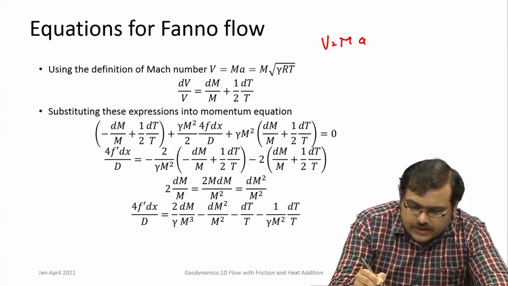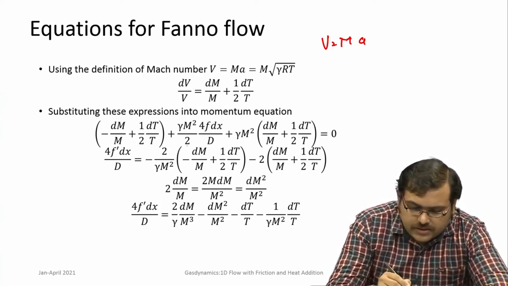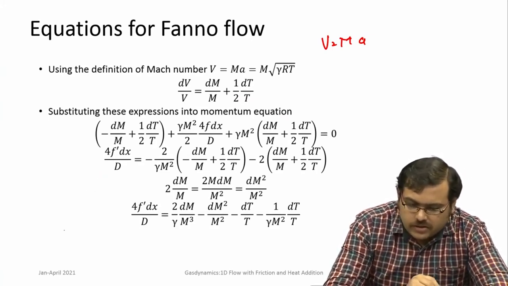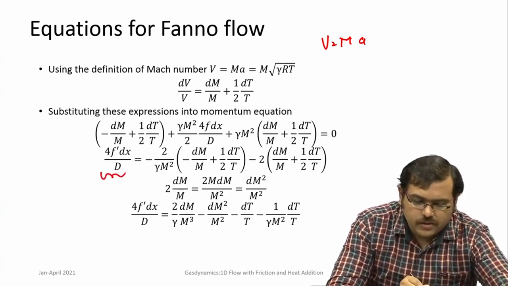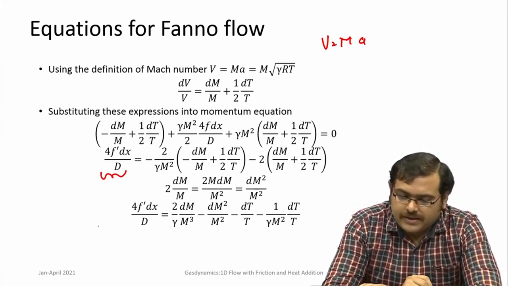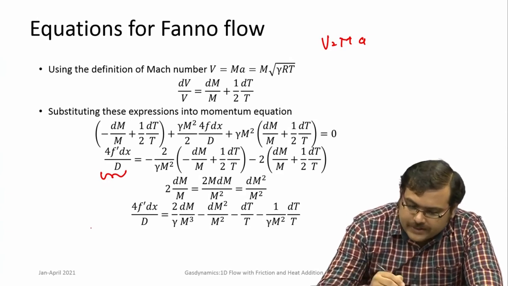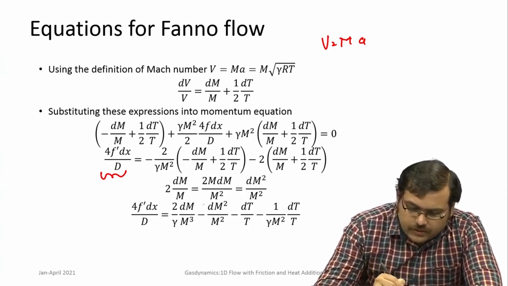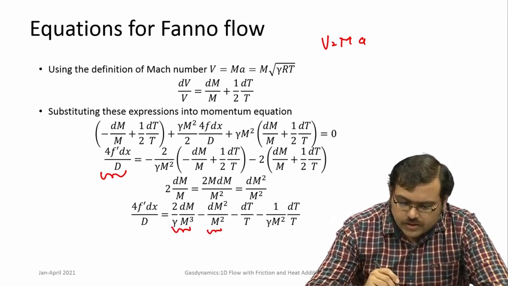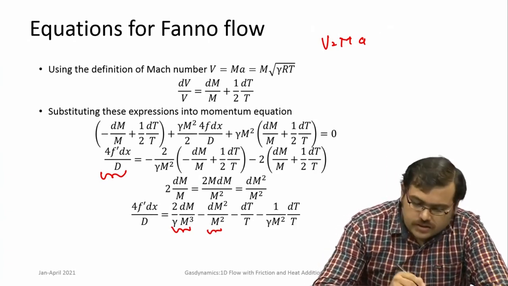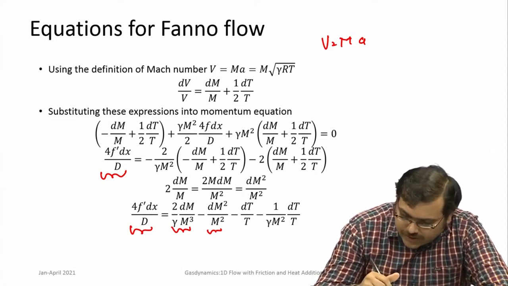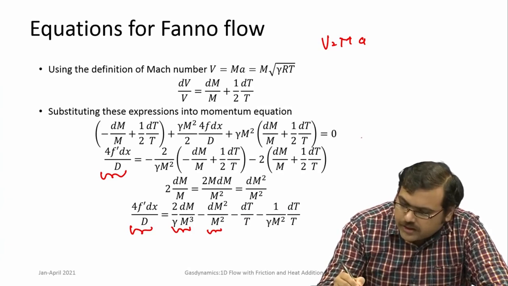Substituting these quantities and taking the dT by T term common, on the left hand side we take only the term corresponding to friction, 4 f' dx by D, and we express all the others in terms of Mach number. Here you have dM square by M square. So, we express the friction term on the left hand side, terms related to Mach number on the right hand side, and you have a term dT by T over here.